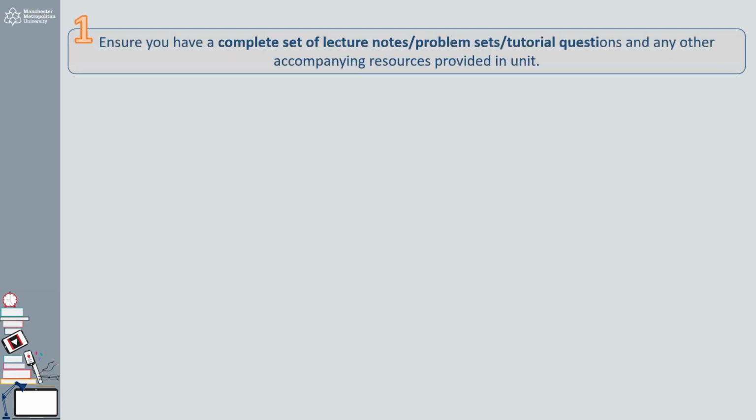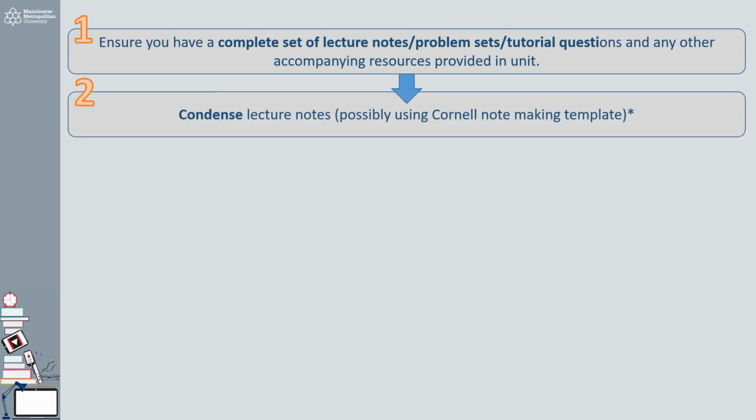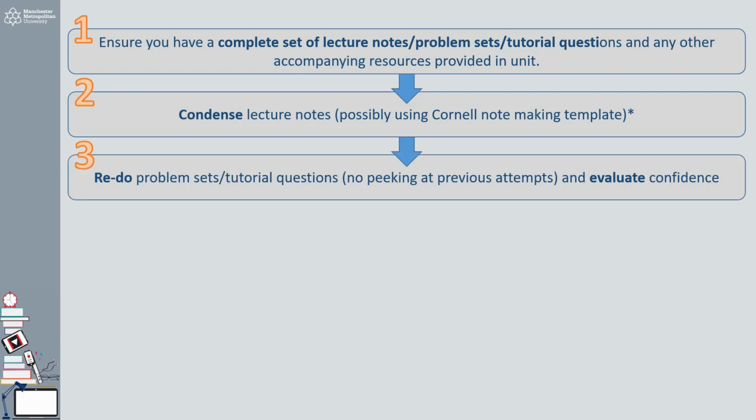So the first thing I would always recommend is that you have a complete set of lecture notes available. Make sure that you've got all the lecture notes, all of the problem sets, any tutorial questions that your lecturers may have given you, and any textbooks that are recommended with the course as well. Once you've got that complete set, then try and condense your lecture notes, so picking out the really important bits from them. Once you've condensed those notes, I'd recommend to redo any of the problem sets and the tutorial questions.